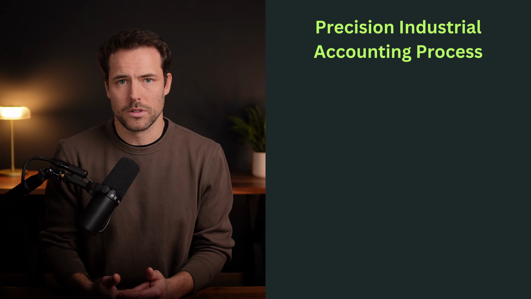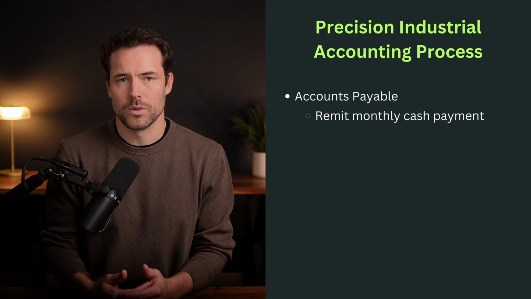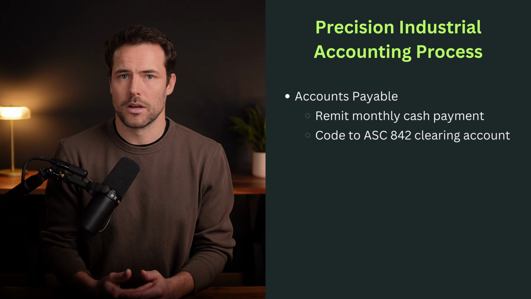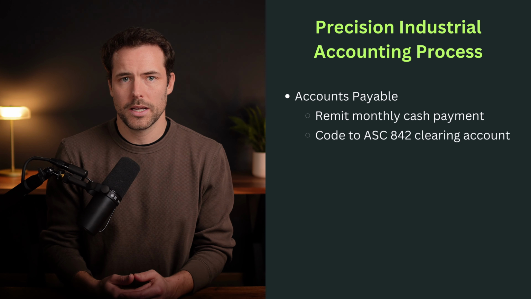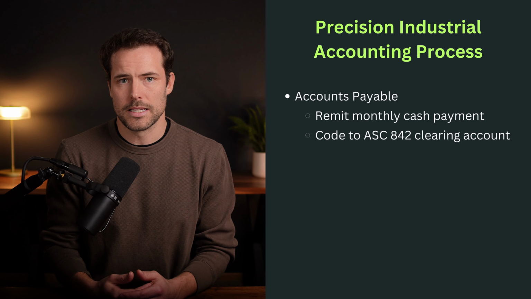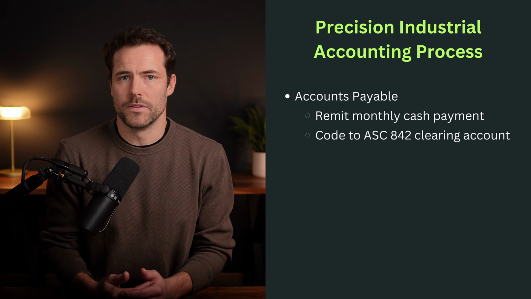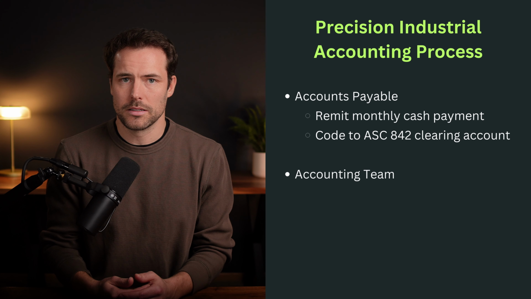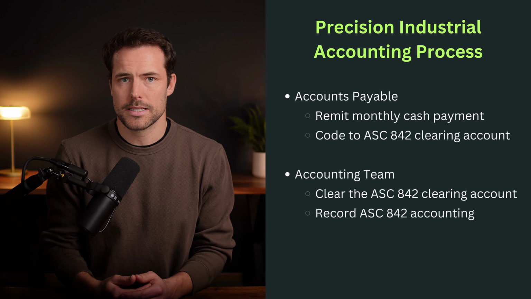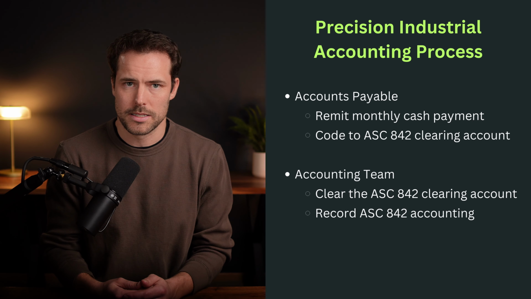So our process will look like this. Our accounts payable team will make the cash payment to the lessor each month and code the payment to a clearing account on our balance sheet, which will be account 1300-9999 and named ASC 842 Clearing. It will then be the responsibility of the accounting team to accurately clear that account and record the ASC 842 accounting as part of their month-end close process.